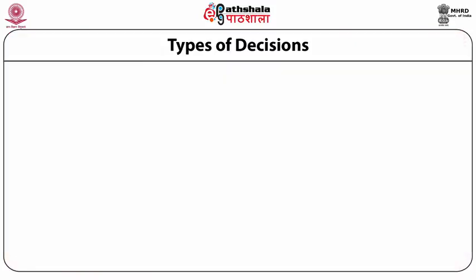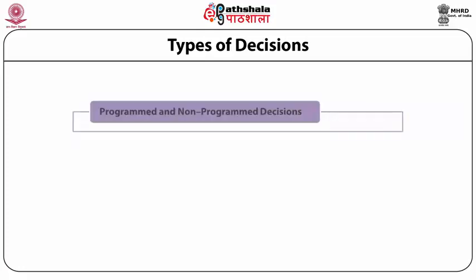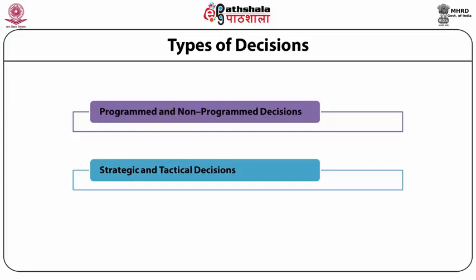Lopez has defined a decision as a judgment, a final resolution of a conflict of needs, means, and goals, and a commitment to action made in face of uncertainty, complexity, and even irrationality. Let's find out what are the different types of decisions. Now, the decisions can be understood in terms of programmed and non-programmed decisions, one. And second, there are strategic and tactical decisions.